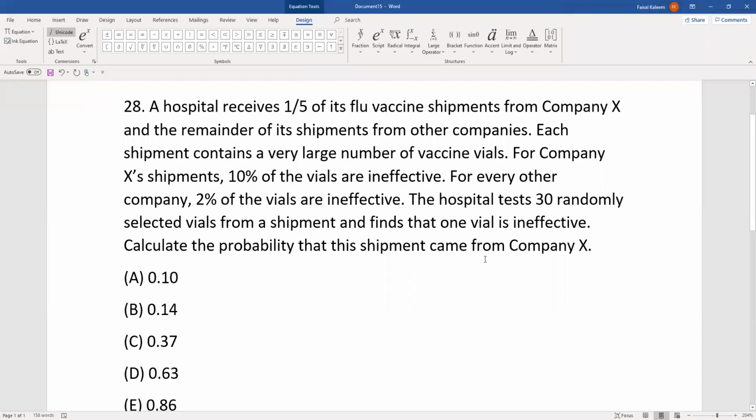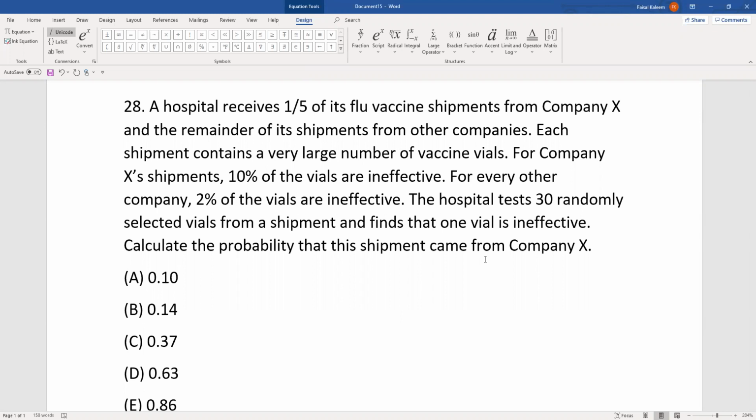A hospital receives 1/5 of its flu vaccine shipments from company X and the remainder from other companies. Each shipment contains a very large number of vaccine vials. For company X's shipments, 10% of vials are ineffective. For every other company, 2% of vials are ineffective.